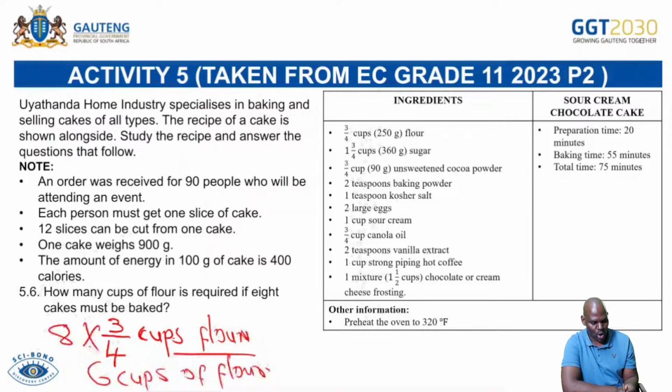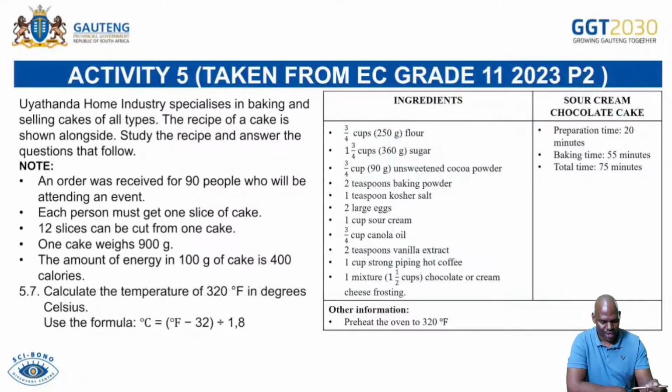But in this case, we only focus on cups of flour. We need 3/4 cups of flour, but for one cake. But for 8 of them, we multiply by 8, which is 6.